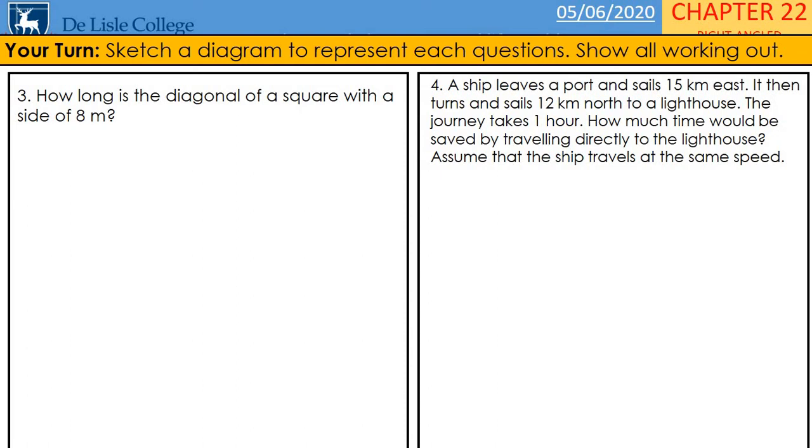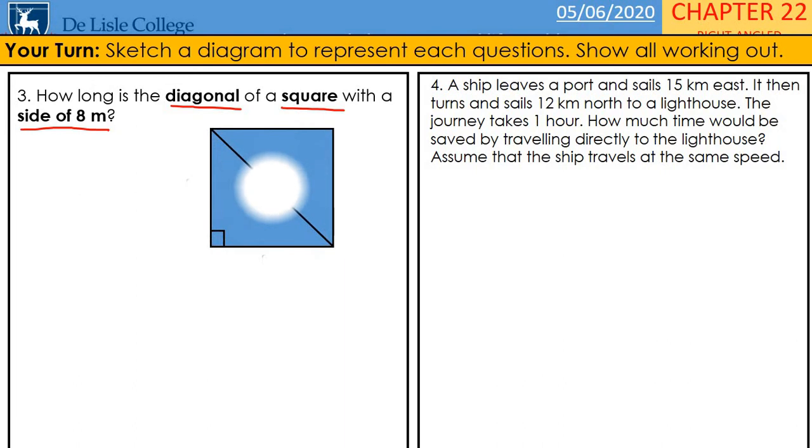Right, good. So question 3, how long is the diagonal of a square with a side of 8 metres? First thing you should do is identify the key words. If you go back, have a look at what's gone into bold here. So we've got diagonal, we've got square, and we've got side of 8 metres. That's really important information because we know we have a square with a side of 8, which means all the sides are 8, and you're being asked, how long is this diagonal?